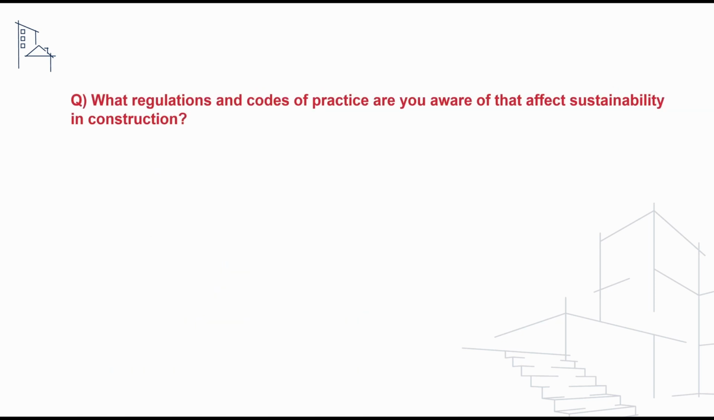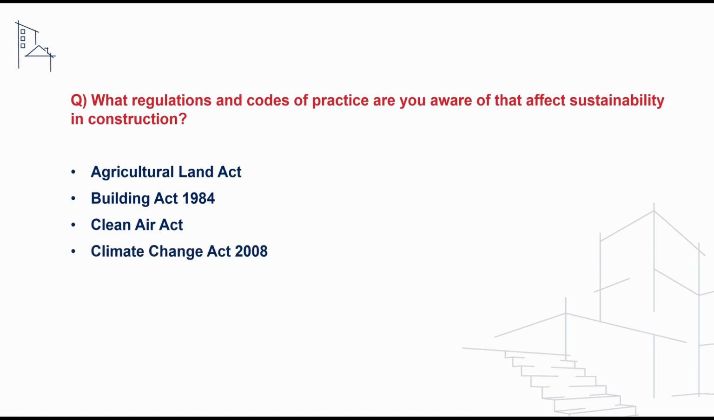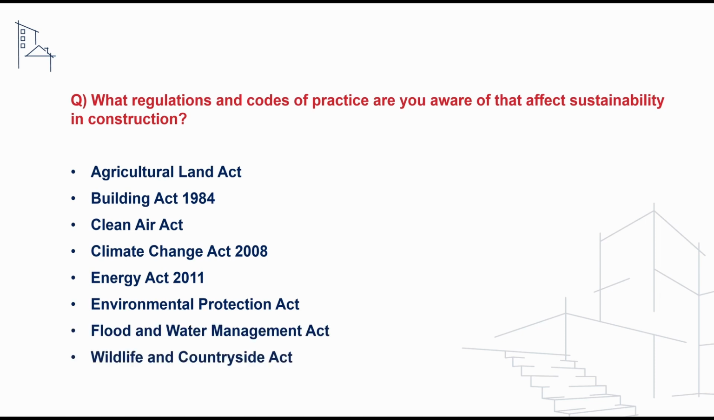The next question we'll take a look at is what regulations and codes of practice are you aware of that affect sustainability within construction? To address this, we could make reference to the Agricultural Land Act, the Building Act, which enforces the building regulations, the Clean Air Act, which gives local authorities power to control air pollution, the Climate Change Act, which is a legally binding commitment to cut emissions and greenhouse gases, the Energy Act, where it's now unlawful to rent out residential or business premises that do not reach a minimum energy efficiency standard, the Environmental Protection Act, which sets out regulations regarding the controlled disposal of household, industrial and commercial waste, the Flood and Water Management Act, and the Wildlife and Countryside Act.